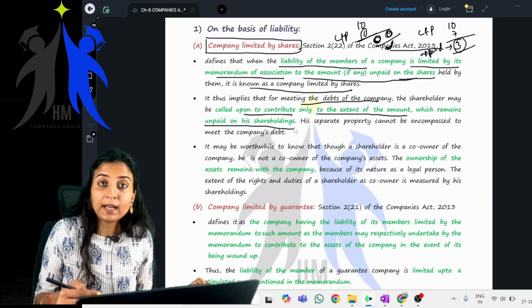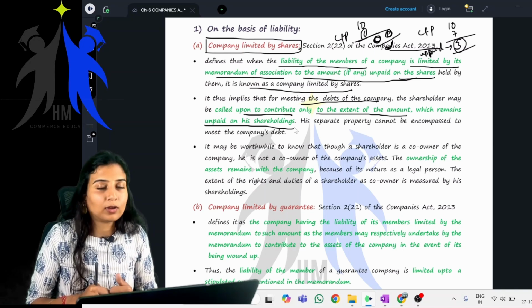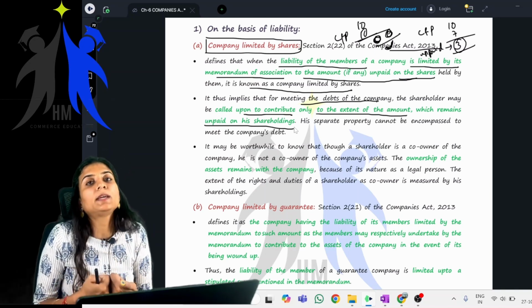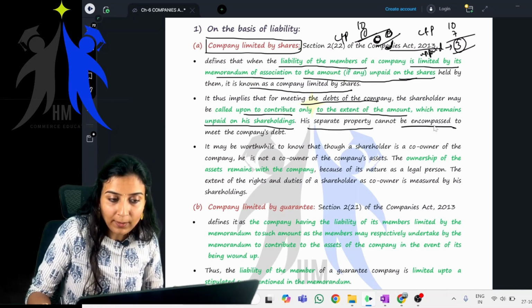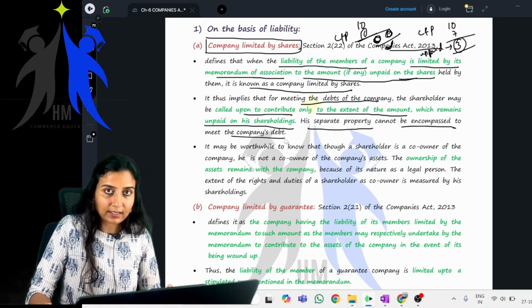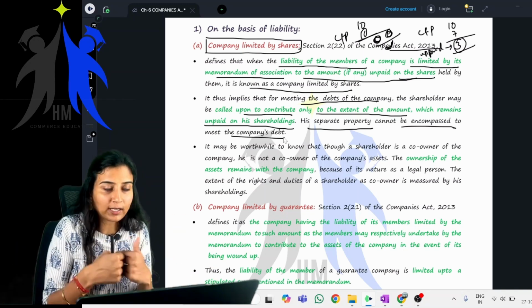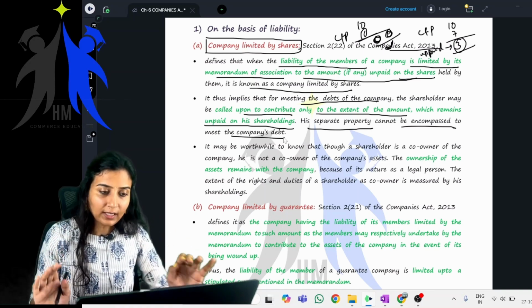His separate property, meaning his own personal assets, can it be attached? No, it cannot be attached. My personal assets cannot be attached. Getting my point? His separate property cannot be used to meet the company's debt. The company's debt is not my debt. You cannot take my car, you cannot take my jewelry. No, I am not giving it to you. Getting it? Yes or no?